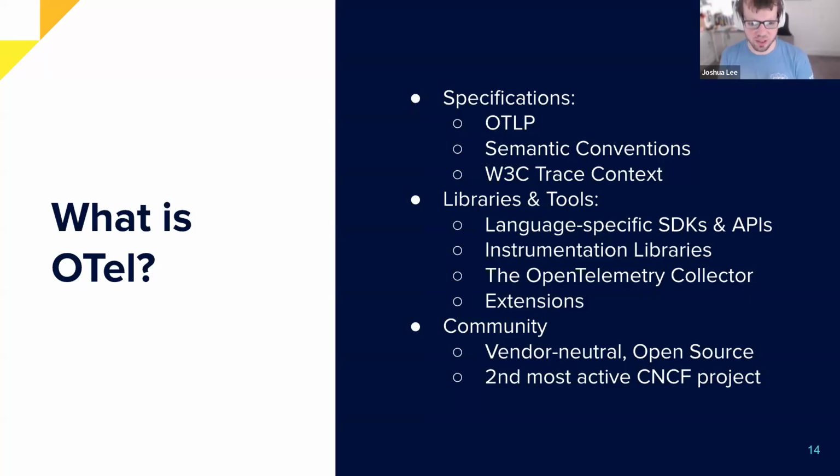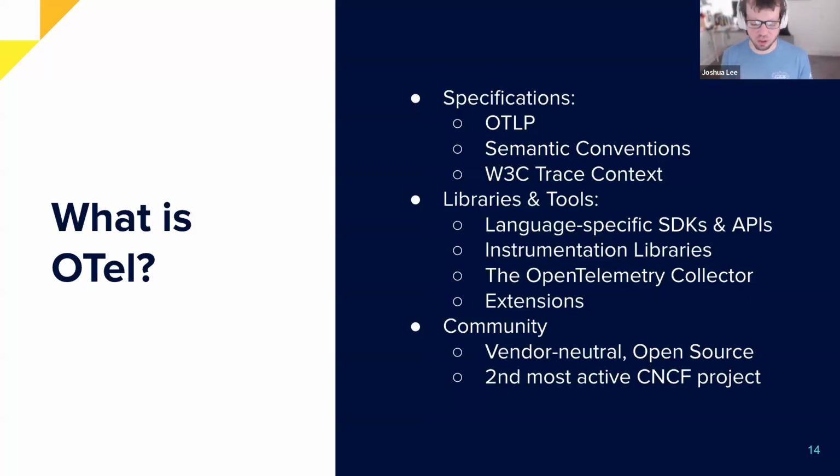And then we have the W3C trace context. This is the open specification for how trace ID and span ID get put into HTTP headers and propagated to downstream services. So if you put those three things together, really any tool that is compatible with those three things is OpenTelemetry compatible, even if it's not using any of the OpenTelemetry provided code from the OpenTelemetry community.